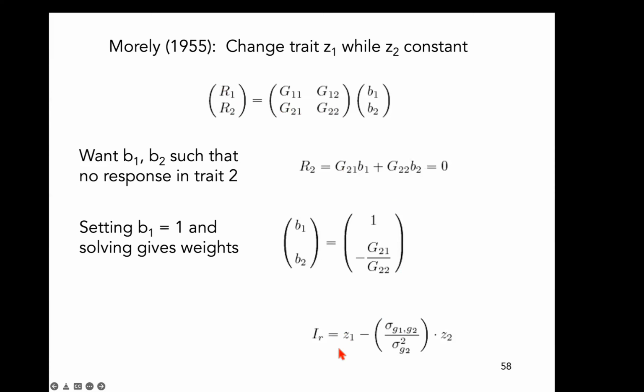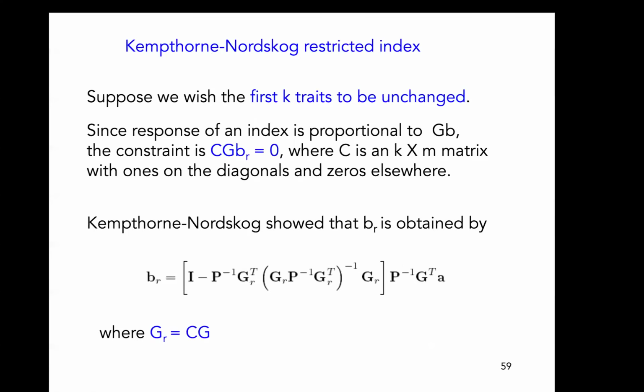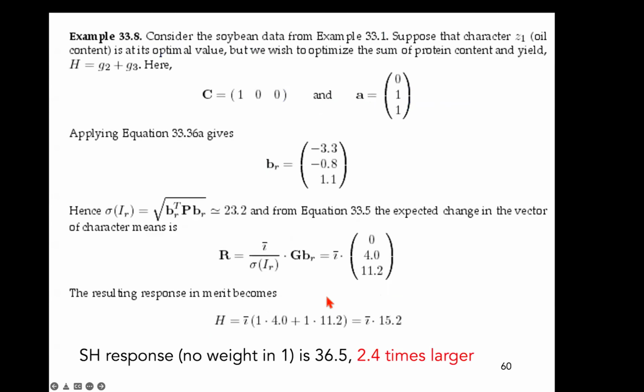If I pick individuals based upon an index of trait 1 minus this weight on trait 2, and if trait 1 and trait 2 are not genetically correlated, that weight is 0. If I pick individuals based upon these weights, I get trait 1 changing and trait 2 not changing. That's the original two-trait restricted index. The more general version, due to Oscar Kempthorne, looks complicated. There are the Smith-Hazel weights, and there's some stuff in there. Again, the notes will talk with you about that.